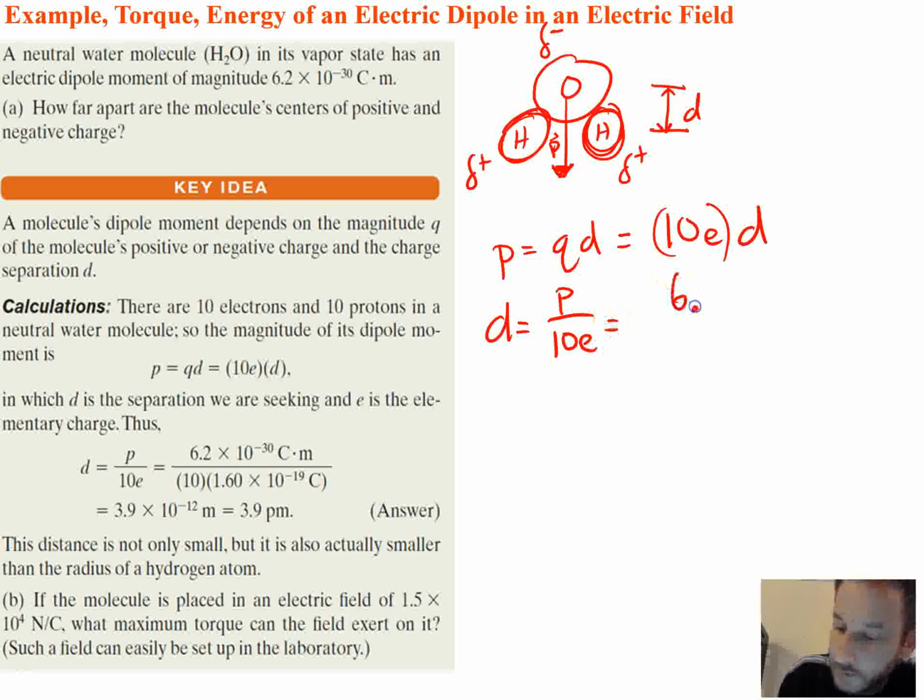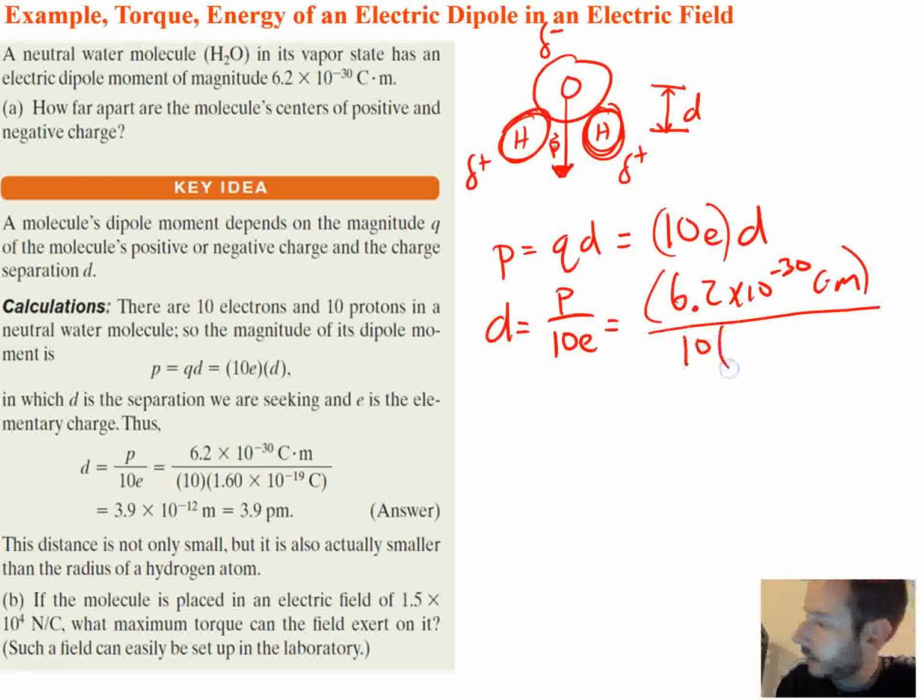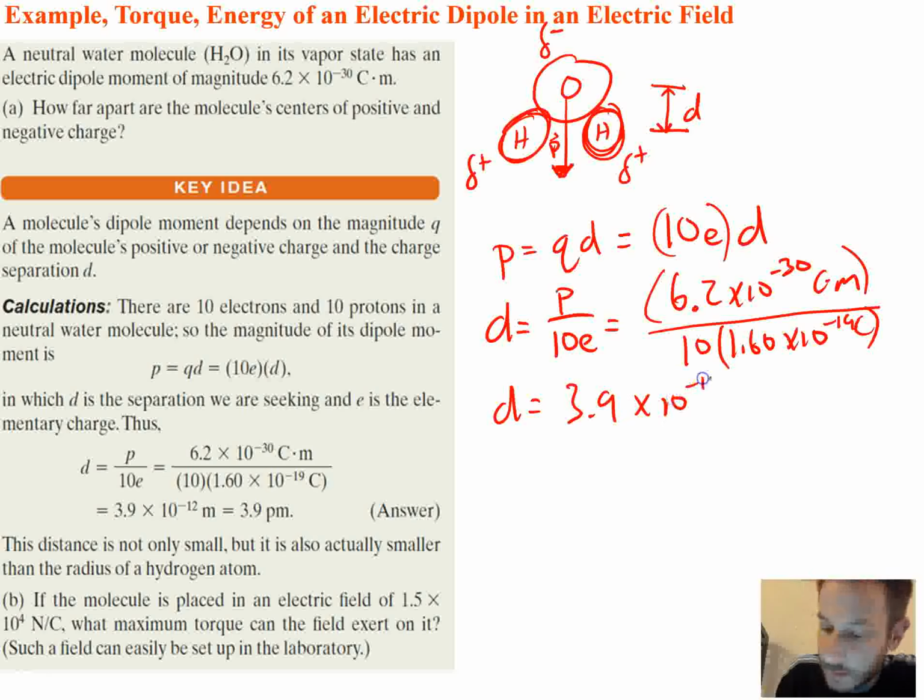Our dipole moment is given as 6.2 times 10 to the negative 30 coulombs times meters, divided by 10 times 1.60 times 10 to the negative 19 coulombs, which is our elementary charge. We find out that the distance ends up being 3.9 times 10 to the negative 12 meters.